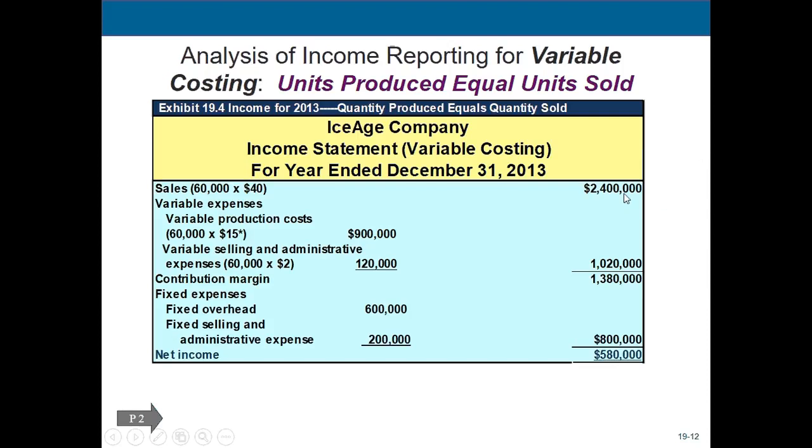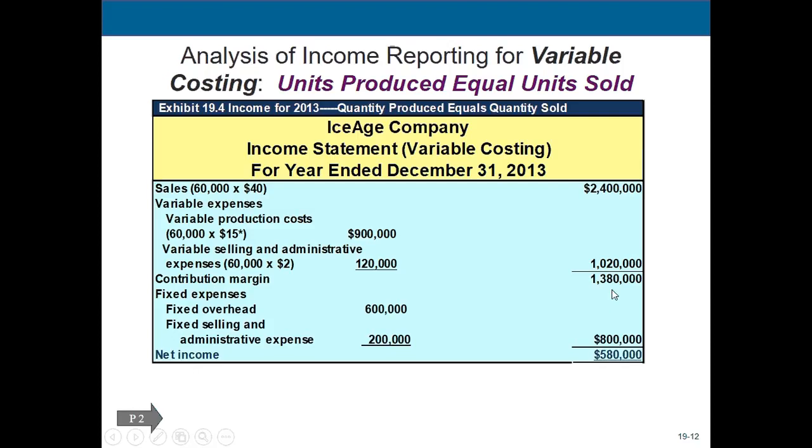So here it is under variable costing. Again, we sold 60,000 units, 2.4 million. And we had 60,000 units now at $15 a unit, not 25, it's 900,000. We bring in our variable selling and administrative expenses of $2 a piece for 120,000. And notice now that we call this a contribution margin. We understand at this point, right, that when you take sales minus variable expenses, you get contribution margin. That's the proper terminology. Sales minus cost of goods sold is gross profit or gross margin. Sales minus variable cost is contribution margin.